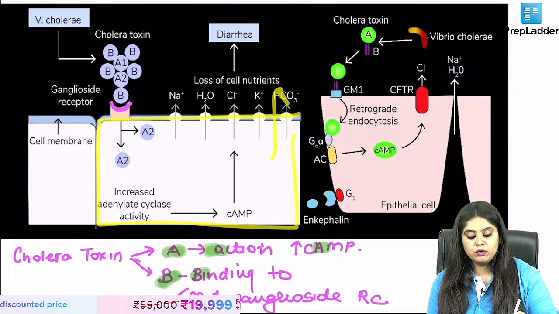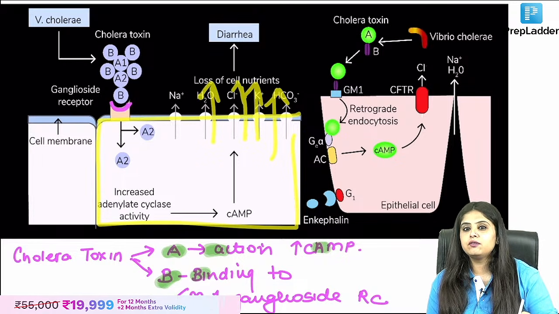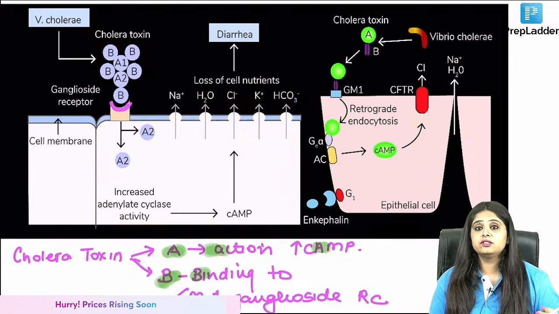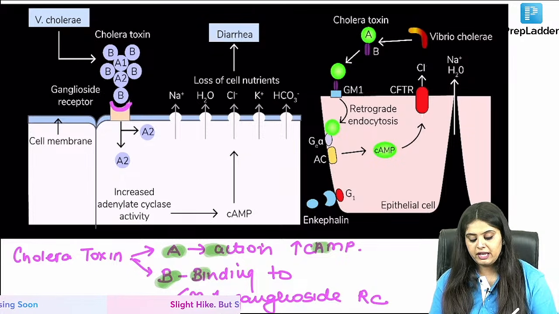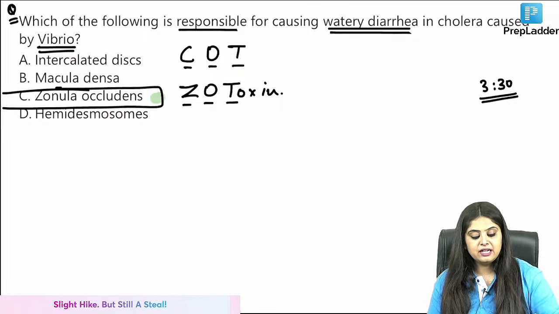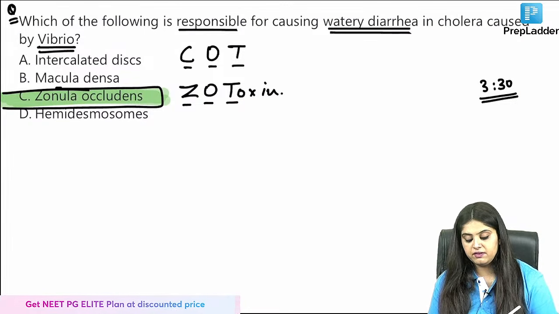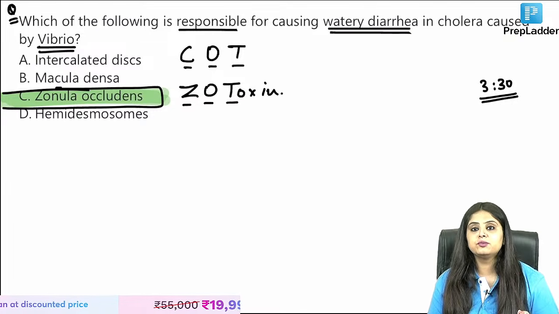And if so much water has to come out, you will have to break a lot of junctions. If it has to go from one cell to the other, you will have to break junctions. Lots of cells will be affected. Who helps in that junction breakage? Which cell junction are you breaking? You are breaking zona occludens. Very, very important. So rice water stools I have understood.